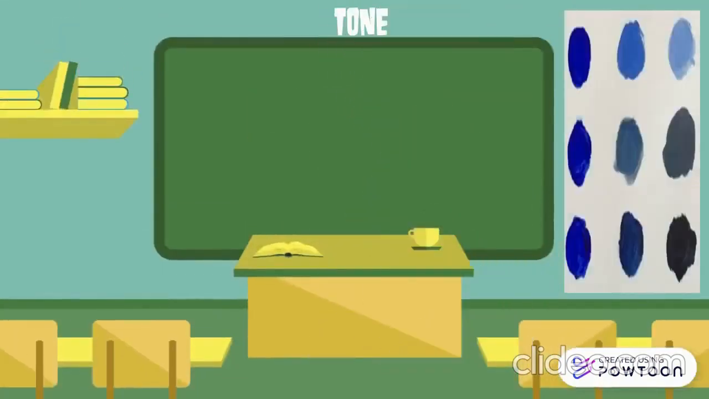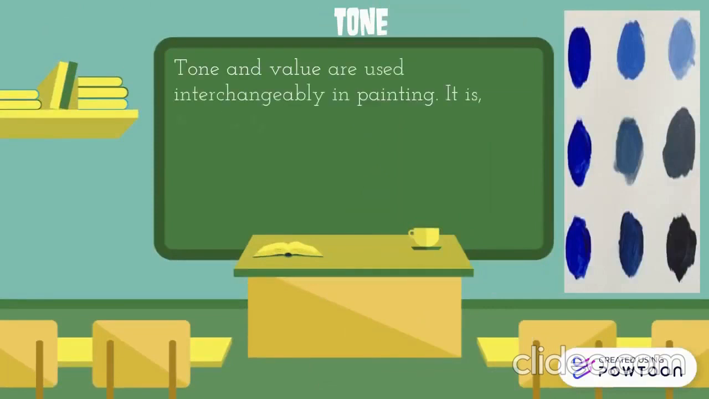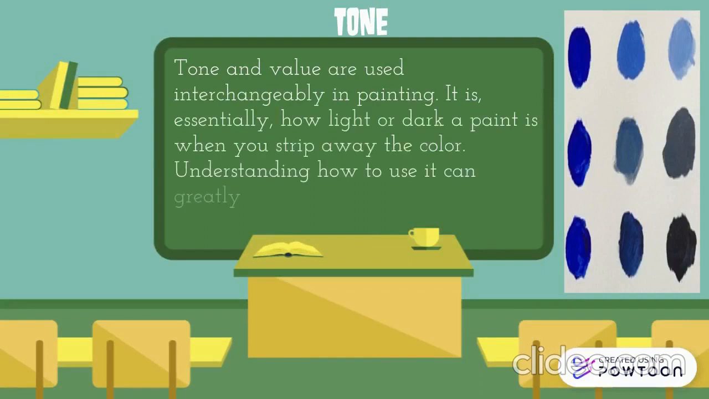Tone and value are used interchangeably in painting. It is essentially how light or dark a paint is when you strip away the color. Understanding how to use it can greatly affect the way your art is perceived.